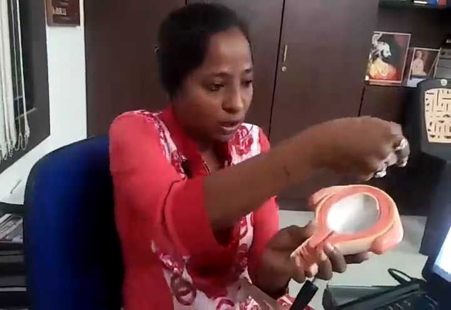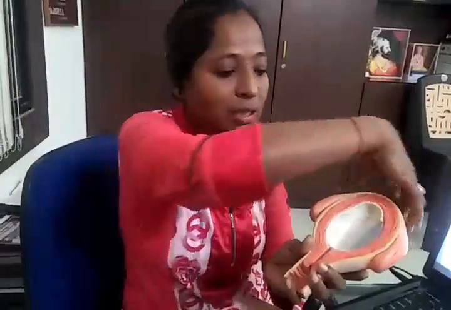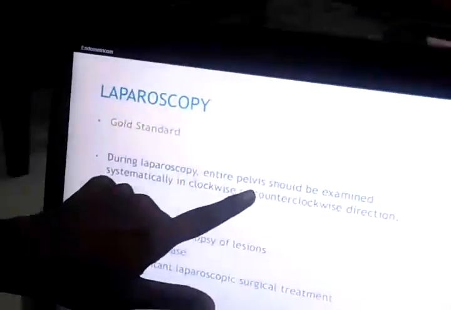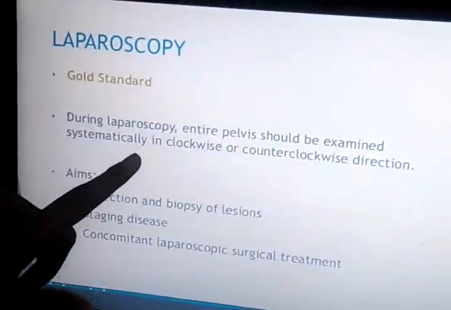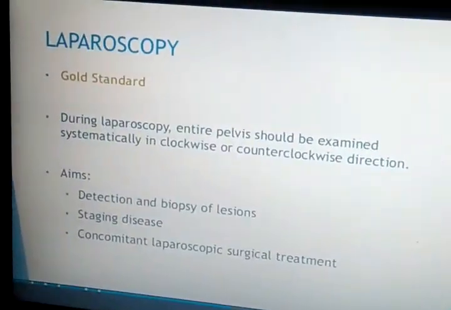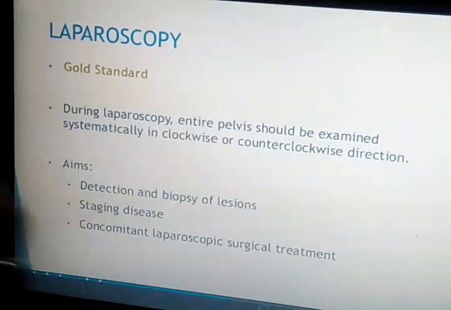In laparoscopy, a small cut is made in the abdomen below the umbilicus, the instrument is introduced inside, and they see if there is any pathology present outside. This procedure is called laparoscopy, and the instrument used is the laparoscope. It is the gold standard. During laparoscopy the entire pelvis should be examined systematically in a clockwise or counterclockwise direction. The aim is to detect lesions and biopsy them.